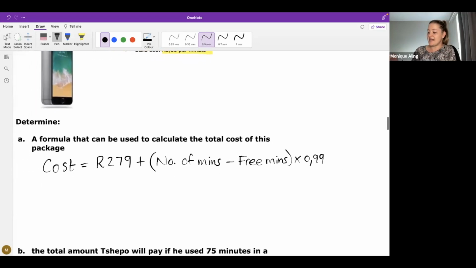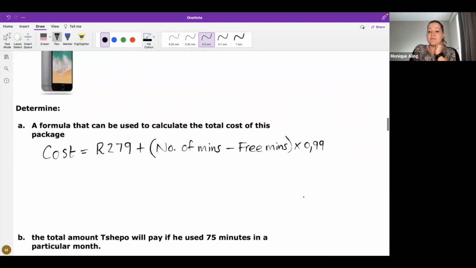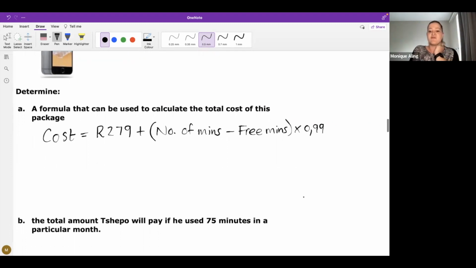So can we all see that that is a nice general formula to use for whatever amount of minutes Tsepo ends up using? So it's just a general formula. I could ask you to complete a whole table with a whole bunch of minutes there. How much does Tsepo pay if he doesn't make any calls? How much does he pay if he only uses 20 minutes worth of calls? So just a general formula to do that.